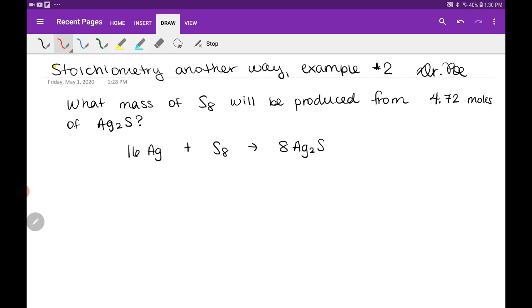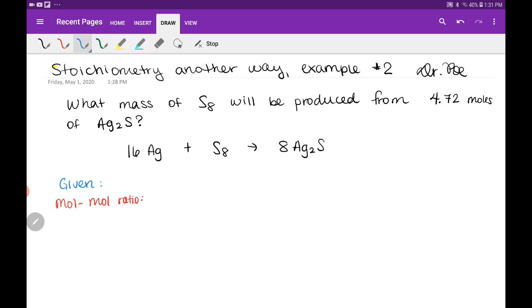And so, as we discussed in the first video, the real goal here is before we start the problem, we write out our two things that we absolutely will use, and that's the mole ratio, which comes from the balanced chemical equation, and our given, which comes directly from the problem. Okay, so this is just a different form of the same example.